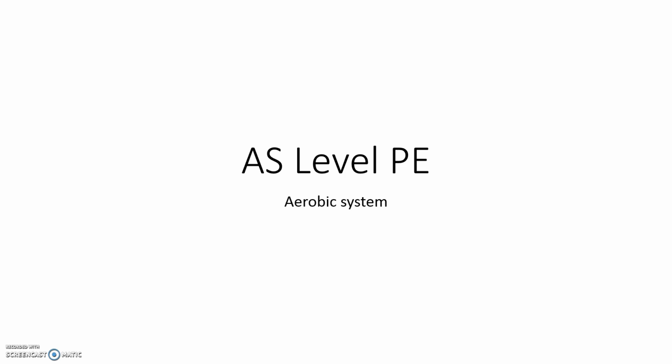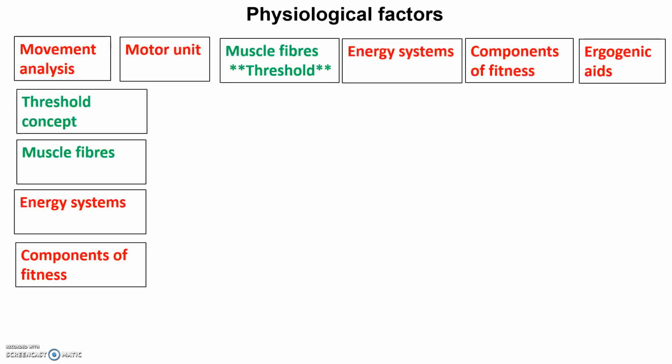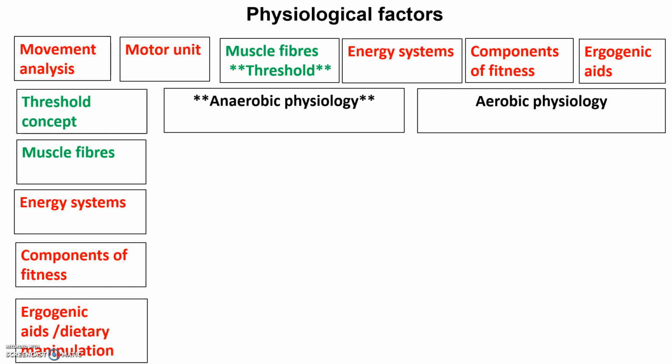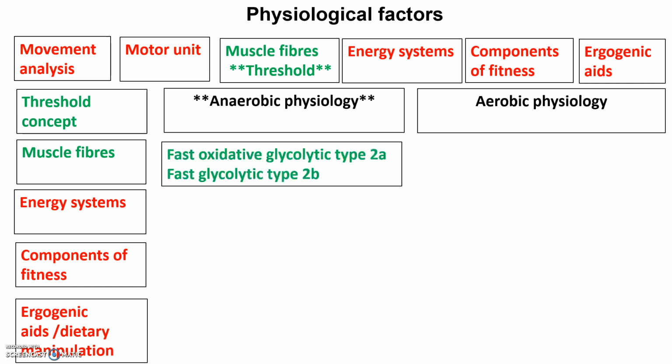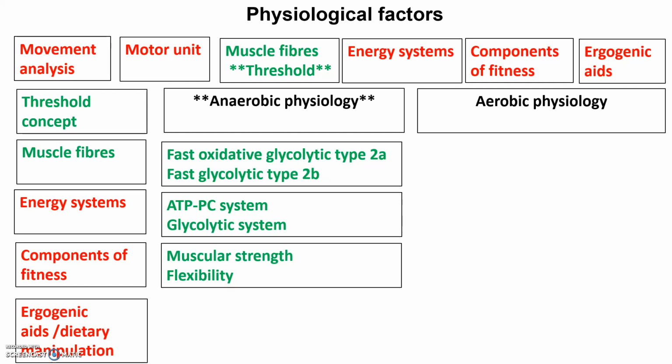Okay, now before we start on the aerobic system, I'm just going to look back at what we've done previously and how we're all linking it together. So we've looked at the anaerobic physiology aspect in terms of muscle fibre types, being fast oxidative glycolytic type 2A, and fast glycolytic type 2B. We've looked at the energy systems, the ATP-PC system and glycolytic system. We've looked at components of fitness and the ergogenic aids as well.